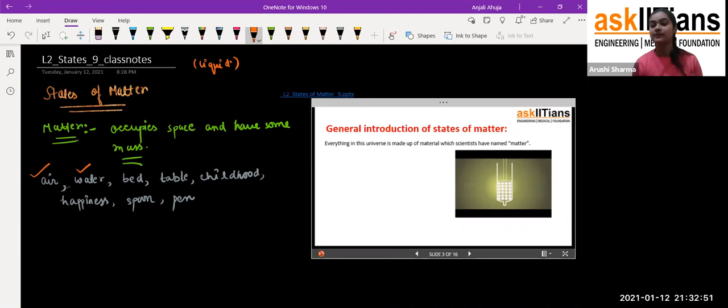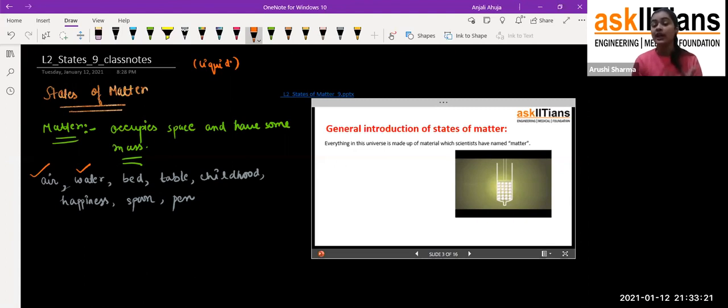Exactly, we use a bed to sleep, to sit, and to relax. So the bed is something in your room that occupies the space of that room, and it has a heavy mass. So students, matter can be something with very little mass, or something with a very heavy mass. It's not like that. We don't have to consider the factor of heavy or light. We just have to consider whether it has some mass or not.